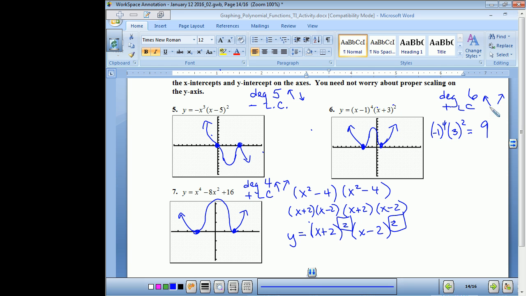Degree of 6, positive leading coefficient is rise to the left, rise to the right. We're going to have a tangent root behavior at both of them. Okay, this one took a little work, didn't it? You had to factor, and then we had to factor some more. So if we look at it in this form, we have the 2 x plus 2 squared, and we had 2 of the x minus 2's. So if we're thinking about root behavior, it's going to be tangent, tangent. So it's going to bounce and bounce.